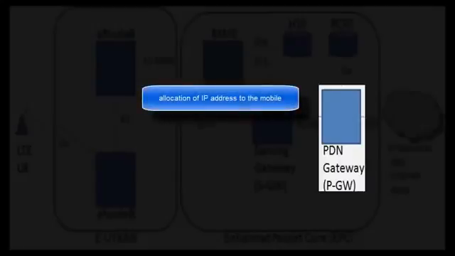The PDN gateway has two main responsibilities. First is allocation of an IP address to the mobile. When you switch on data in your mobile to connect to the LTE network, an IP is allocated to your mobile. That IP is allocated by the PDN gateway.